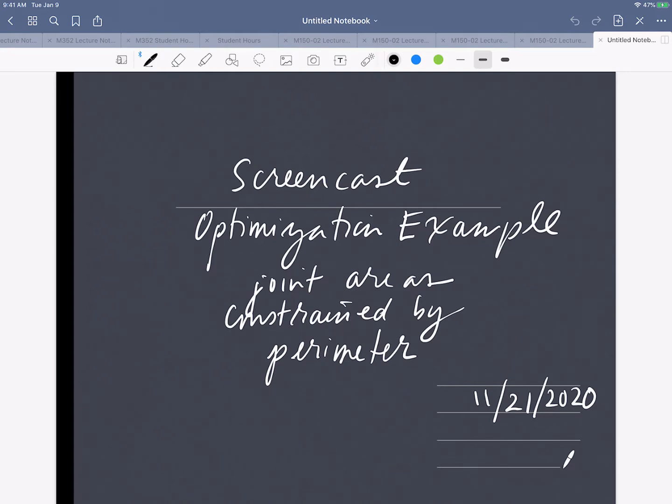Hey, here's a screencast for you, working through an optimization example. I'm calling it joint area constrained by perimeter.